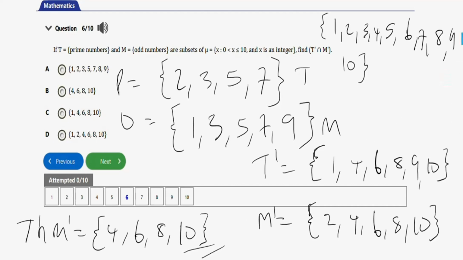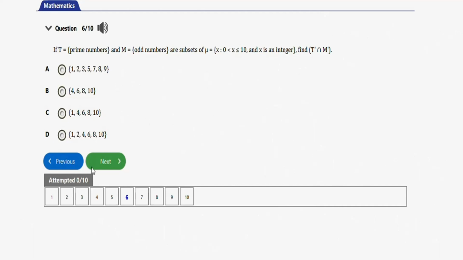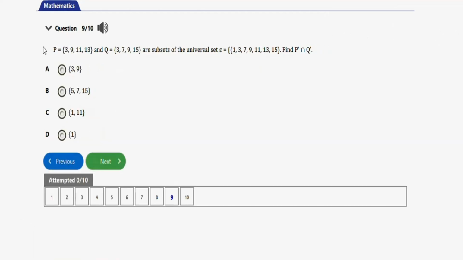So let's wipe this now and solve the next repeated question. So guys, the next repeated question will be this one. It says if P equals this and Q equals this, subsets of the universal set, find P complement intersect Q complement. So let's get the P complement: values in the universal set that are not in set P.